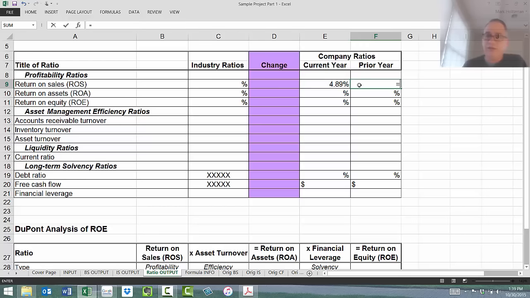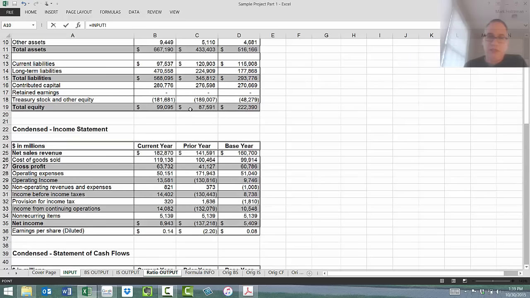And for the prior year, the same thing. So I go to my input page again, net income, not earnings per share, divided by net sales revenue. This is going to be negative because they have this huge loss.